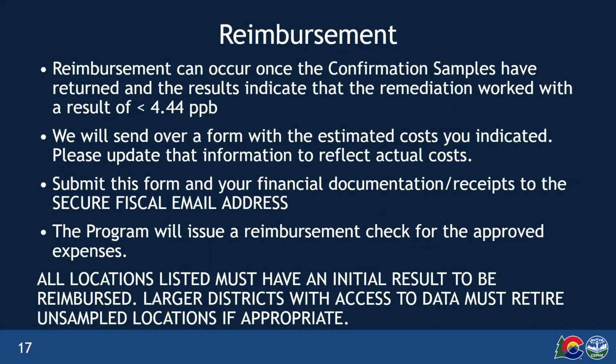Once we have your confirmation results, we will send an invoice form your way for you to report your actual cost. This will look exactly the same as your remediation form, but with your confirmation results. We will send this form for you to fill in your actual costs and then also to send us your invoices to prove that this is what you spent. Submit this form, please, to our secure fiscal team address. They will share that with us so that we can review and let you know if we have any questions. If we don't have any questions, we will let you know it is approved and a reimbursement check will be sent based on your W-9 information provided.